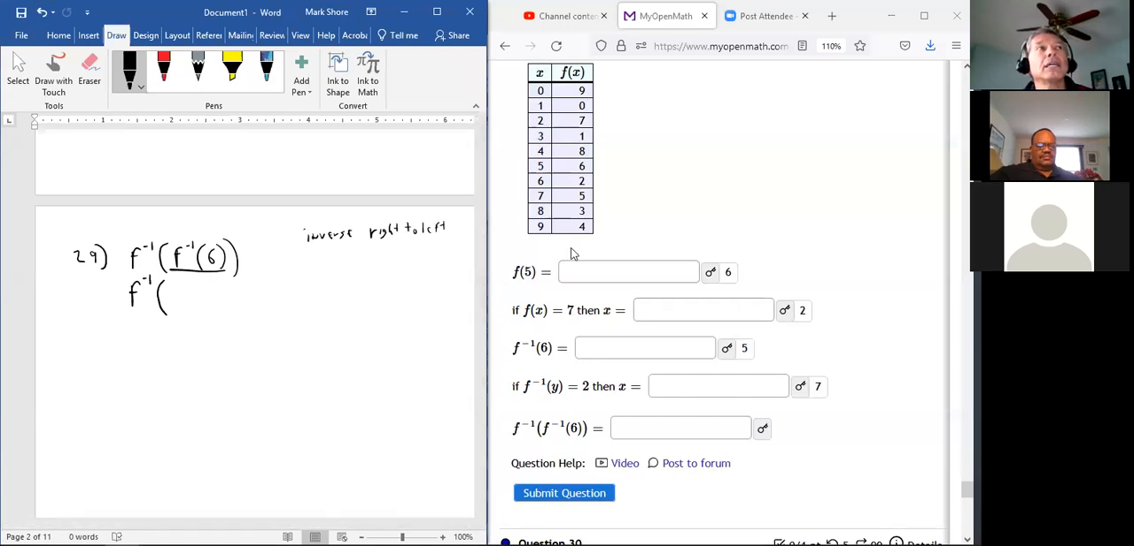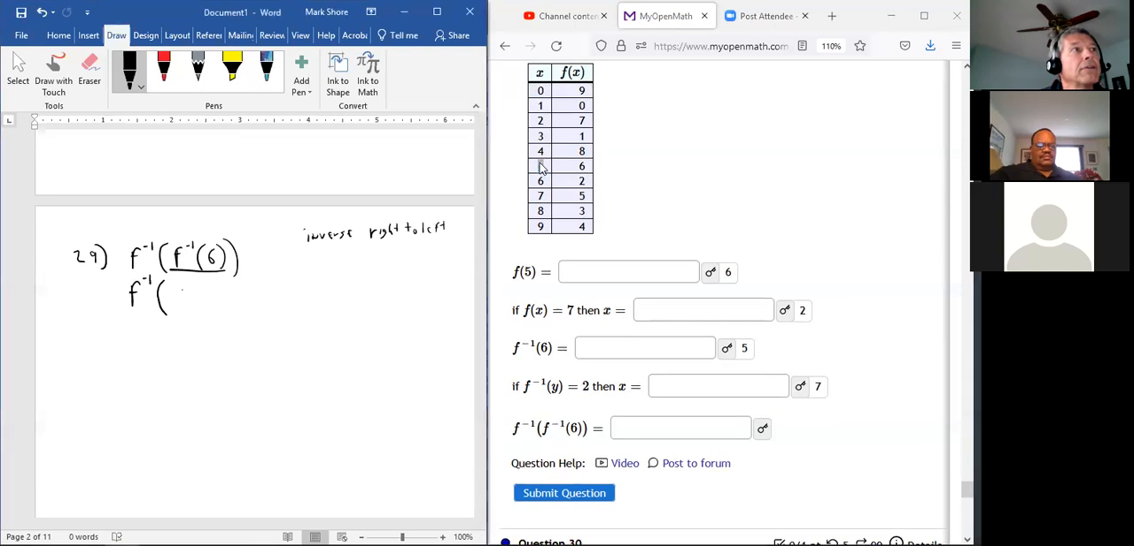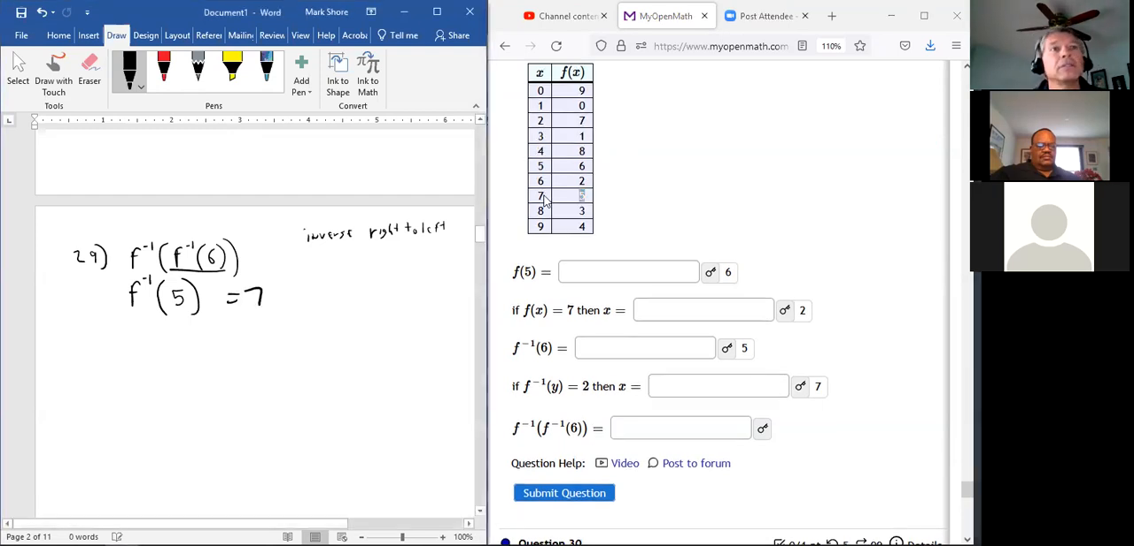So f inverse of 6 means we're looking for the 6 right here. And when I look for 6 right here, I see here it is. And what does that give me? 5. So I know f inverse of 6 is 5. Now I've got to get f inverse of 5. So still it's an inverse. So look for 5 on the right-hand side. Here it is. And what do I get on the other side? 7. So it looks like it's 7. And let's see if it is. Boom. That's it.